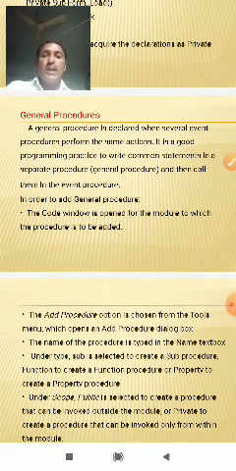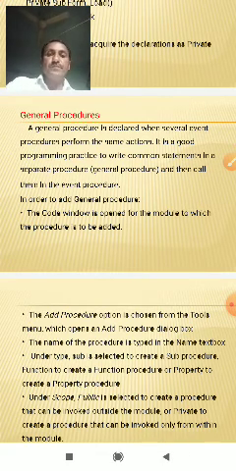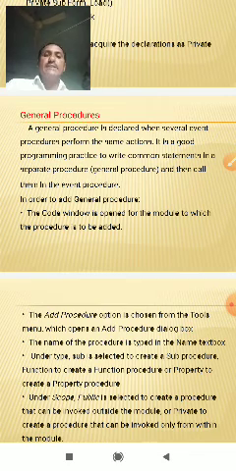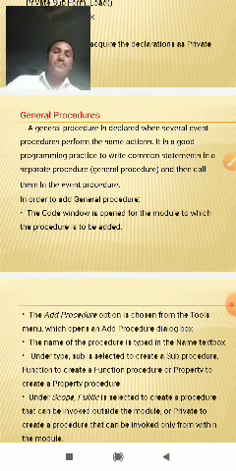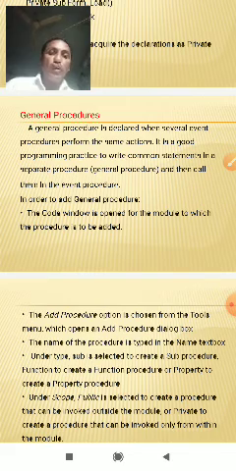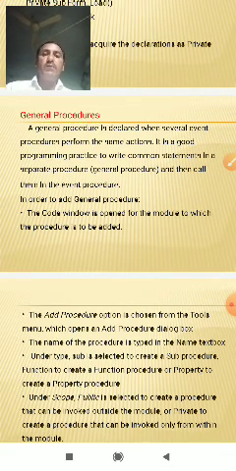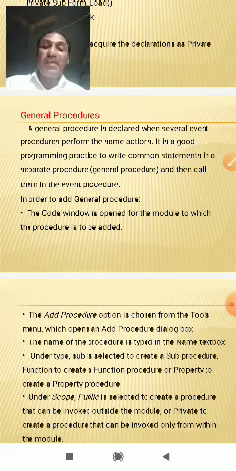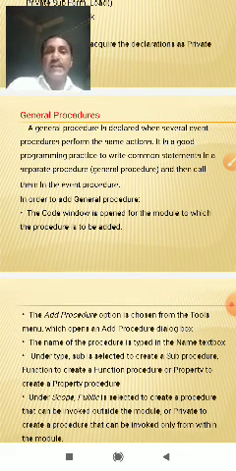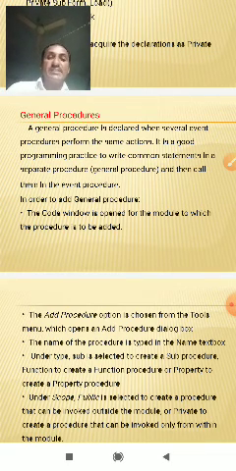It is good programming practice to write common statements in a separate procedure. A general procedure holds the common statements as a separate procedure, and then you call it from the event procedures. General procedures are also called from event procedures.